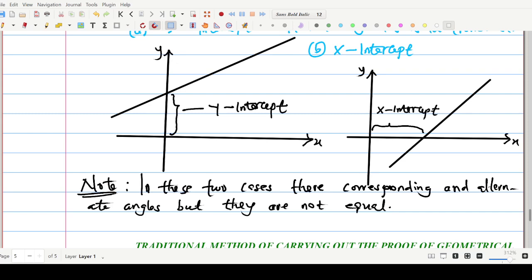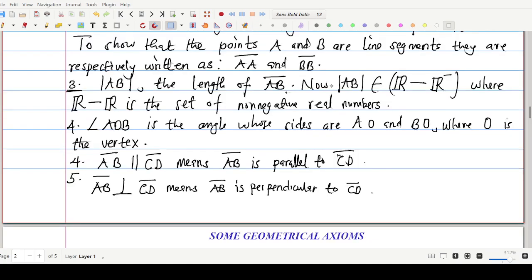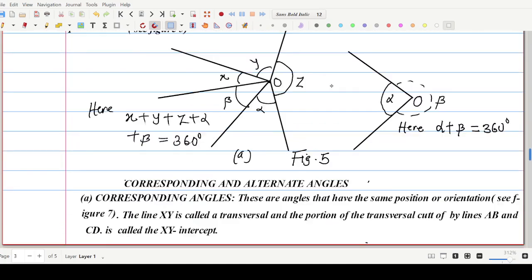The portion that is cut off by these lines, by the x-axis and this line, this portion here, what do we call it again? Can you remember? The y-intercept. All right, so that portion is called the y-intercept. Why? Because it's a portion of the y-axis. As we called the one above the y-intercept, the same way, this is also regarded as the y-intercept.